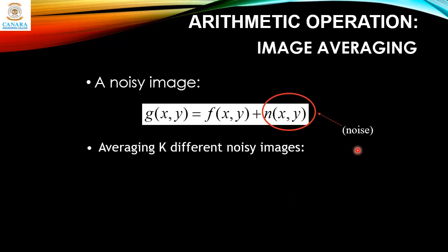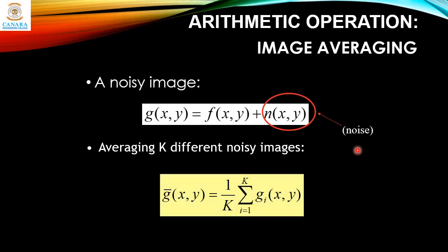Now what we do is basically we average k different noisy images. So g'(x,y) is equal to 1/k times the summation of g_i(x,y), where i varies from 1 to k, and k is the number of noisy images that we are using for averaging. Okay. So just add them up and divide by the number of images. You will get the averaged image, which in a sense has less noise.